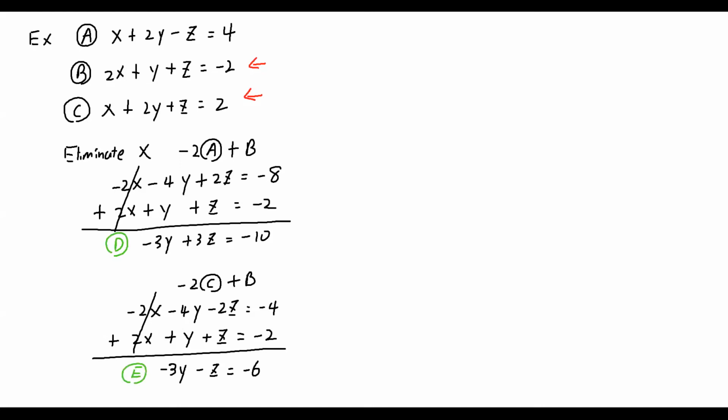And now we follow the flow chart, we should see that we have to either use elimination or substitution to solve for one variable. Let's copy the equation over. We have negative 3y plus 3z equals negative 10. Negative 3y minus z equals negative 6. If we use elimination again, we can either choose to eliminate y or eliminate z. In this case, eliminating y is easier.